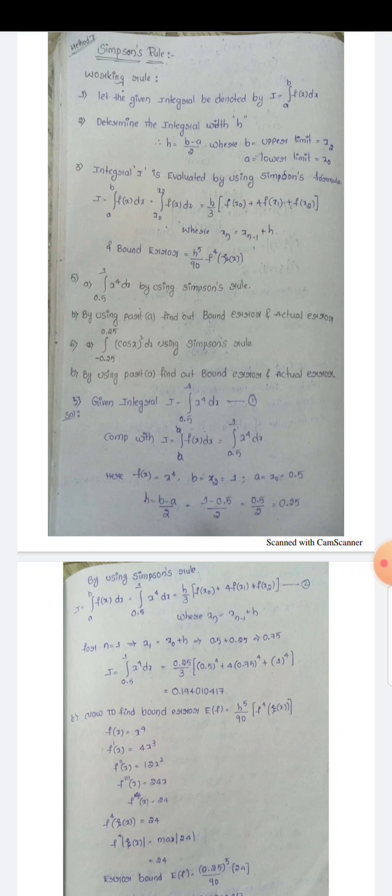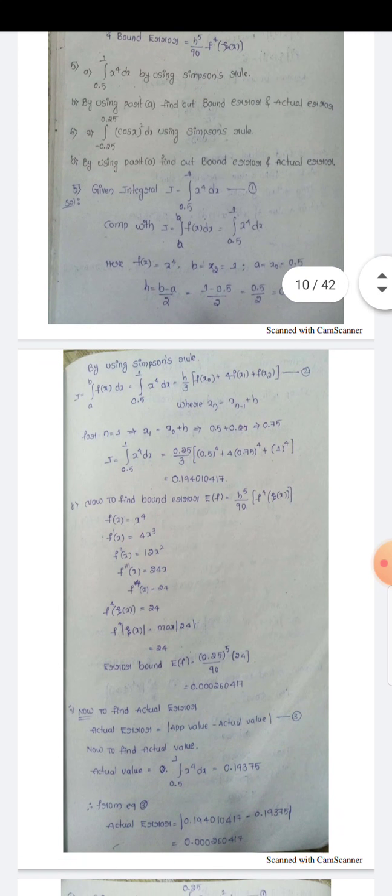I equals integral a to b f of x dx, which equals integral x0 to x2 f of x dx, which equals h by 3 into [f of x0 plus 4 f of x1 plus f of x2], where xn equals xn minus 1 plus h, and the error bound is h power 5 by 90 into the fourth derivative of f at xi of x.